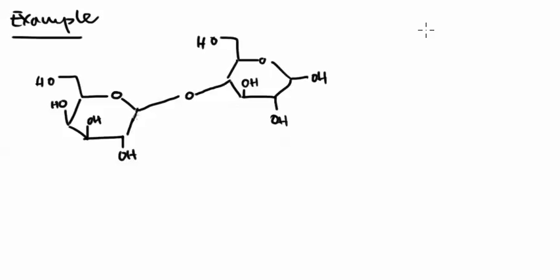Okay, so here's another example of a disaccharide, and we're going to do the same thing that we did in the previous example. We're going to look at the disaccharide, break it apart into the two monosaccharides, label the monosaccharides that make up this disaccharide, and then describe the glycosidic bond that happens in between the two sugars.